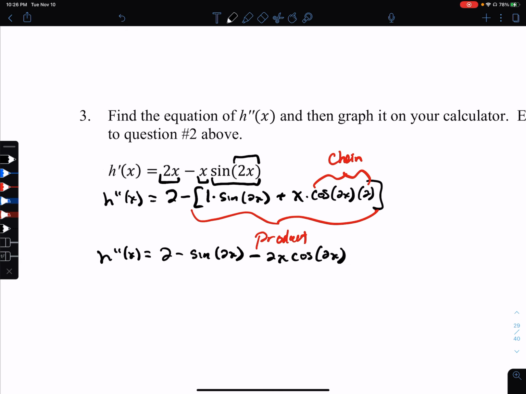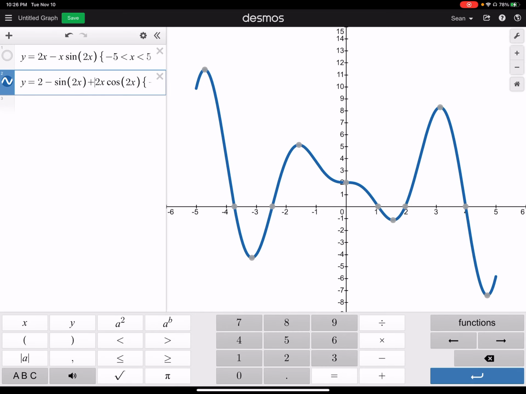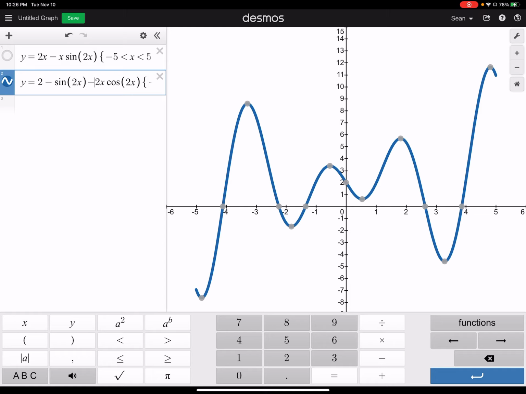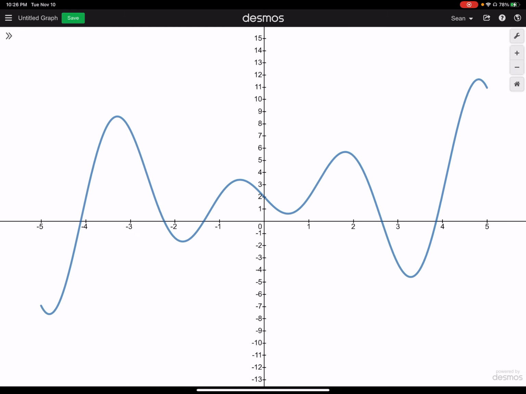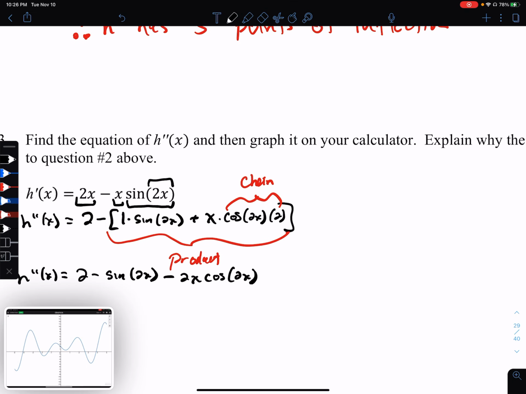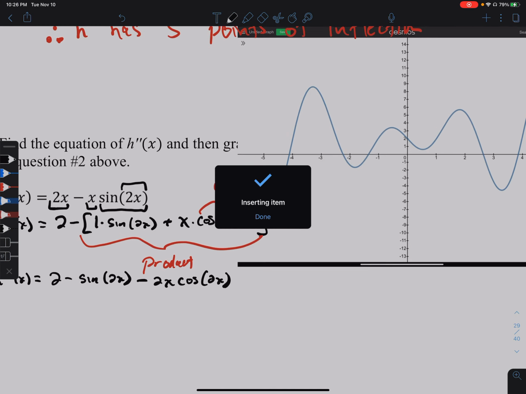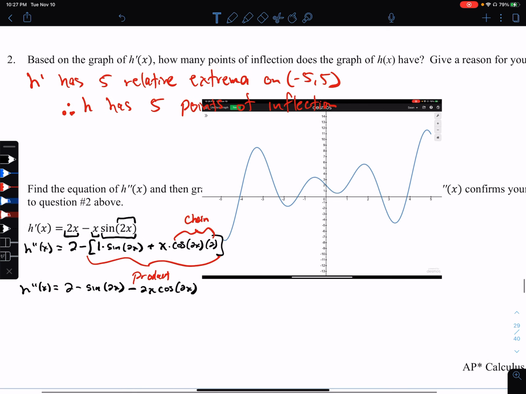And then I want to make sure I put this in right into Desmos. I did not. I did not put that in right. Let me take a picture of this. And let me bring that in here. It says to graph this on your calculator. Well, this is my calculator.